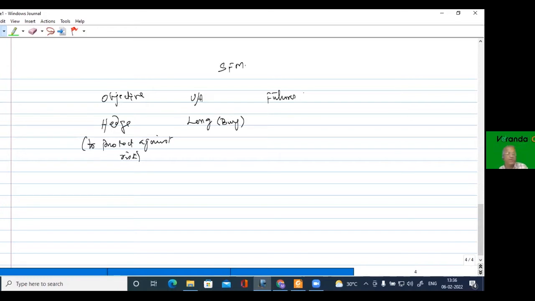What are we expected to do in the futures market? You have to go short, that is, you want to sell. If you are short, sell in underlying, then you want to go long. This is basically when we have the objective of hedging.